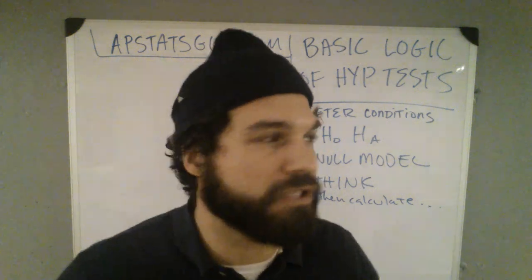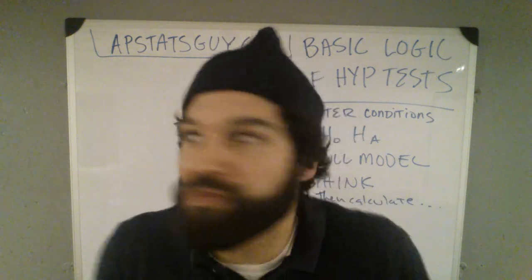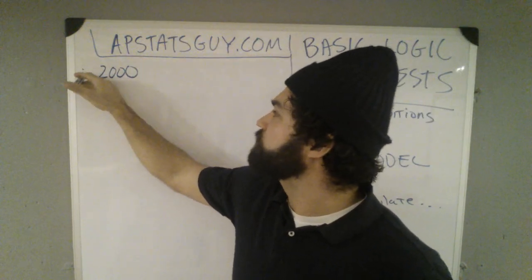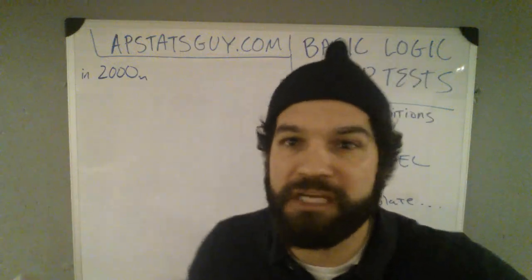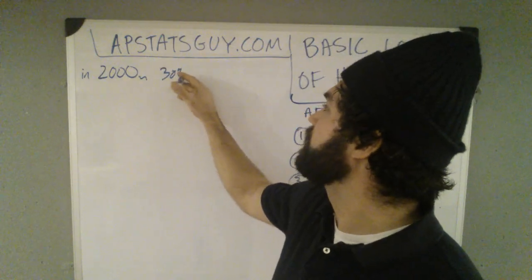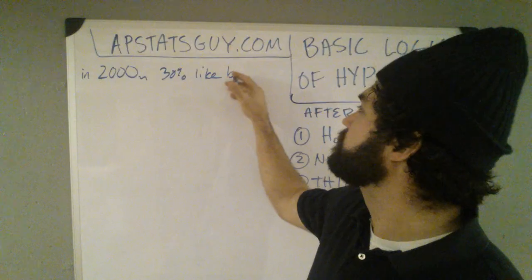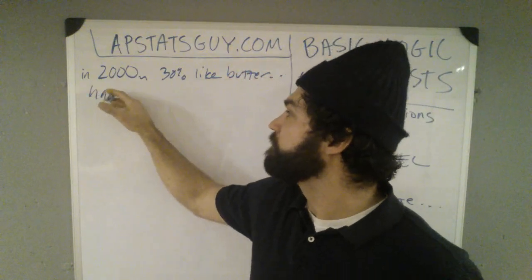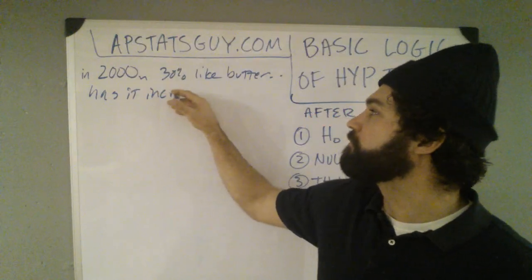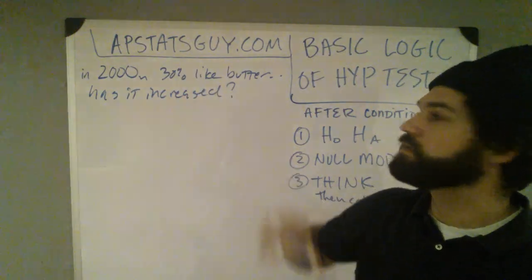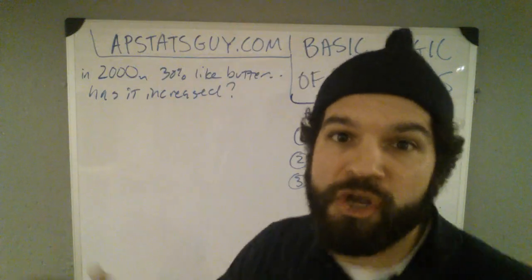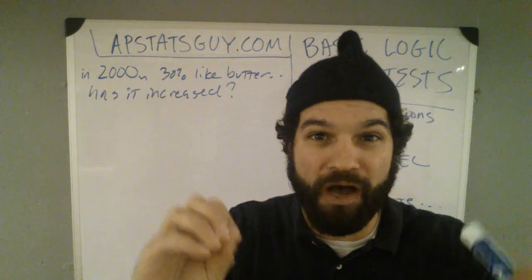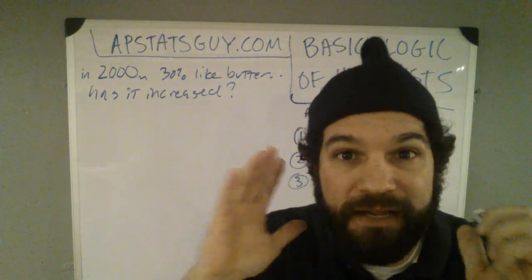So suppose, let's just say, back in 2000, 30% of people liked butter. I don't know. Has this increased? Okay, that's what I want to know. So what I need to do is follow the 3 steps, but I want you to see the logic, so I'm not going to get bogged down in calculations. But here's what I do.